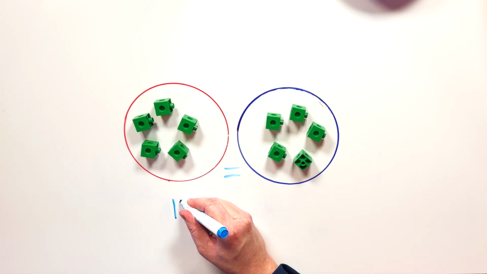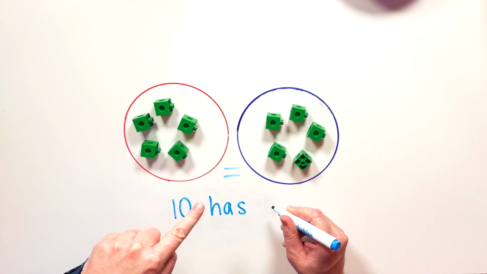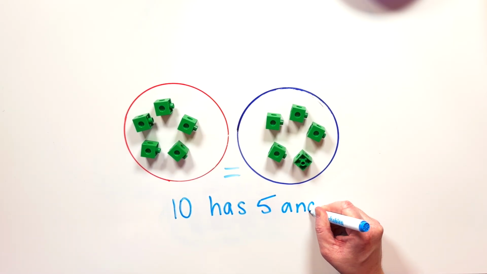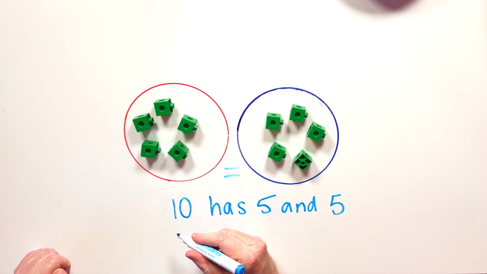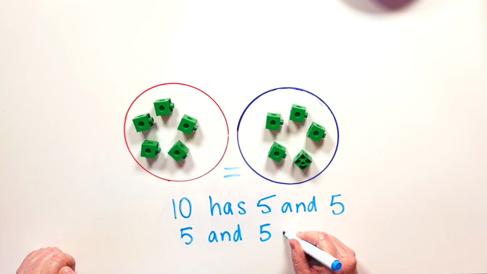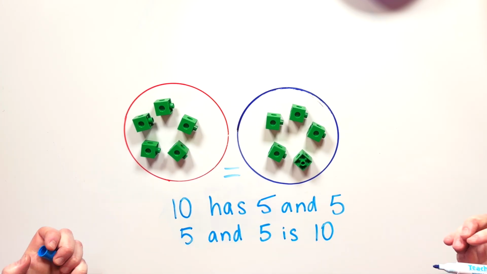10 has how many? Yes, 5 and 5. 10 has 5 and 5. And we can also say that 5 and 5 is 10. Good job.